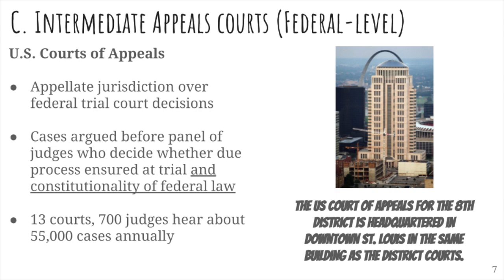The federal equivalent is the U.S. Courts of Appeal. They have appellate jurisdiction over federal trial court decisions. Again, cases will be argued before a panel of judges who are going to be looking at whether or not there was some kind of due process violation, due process referring to the law not being followed or applied arbitrarily or differently from one party to another, and deal with issues of constitutionality of federal law. There are 13 of these courts, one of them downtown St. Louis, the Thomas F. Eagleton Courthouse. They have about 700 judges who hear about 55,000 cases annually.